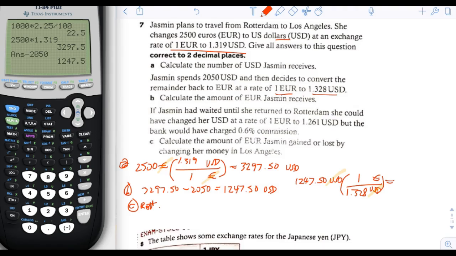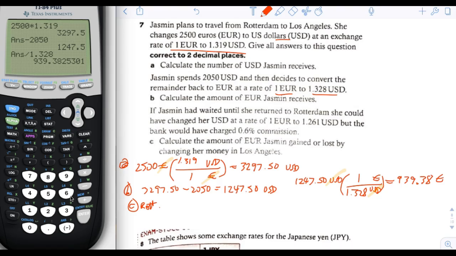So we're going to take 1247.5 and we're going to divide it by 1.328, which is the exchange rate, right? And we'll get 939.38. So 939.38 euros.